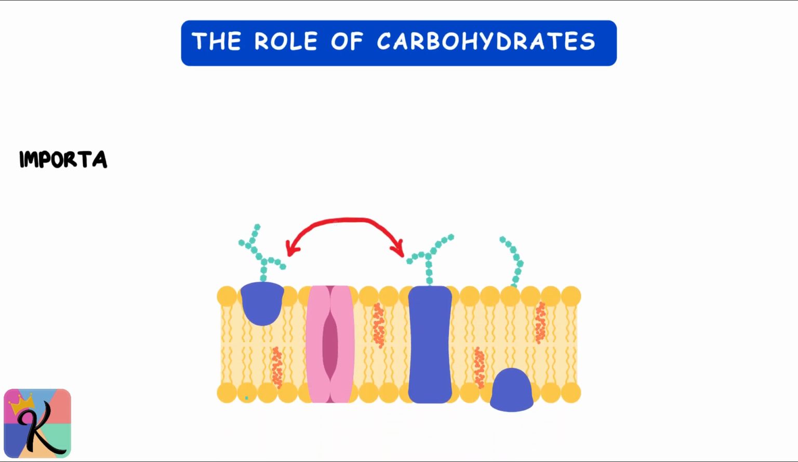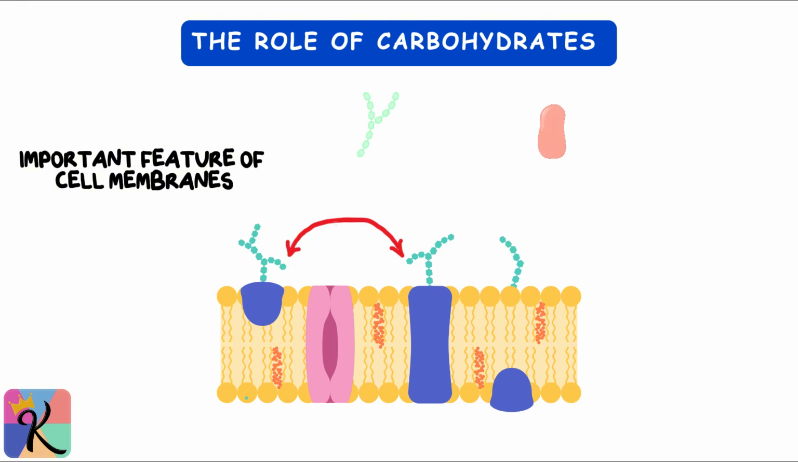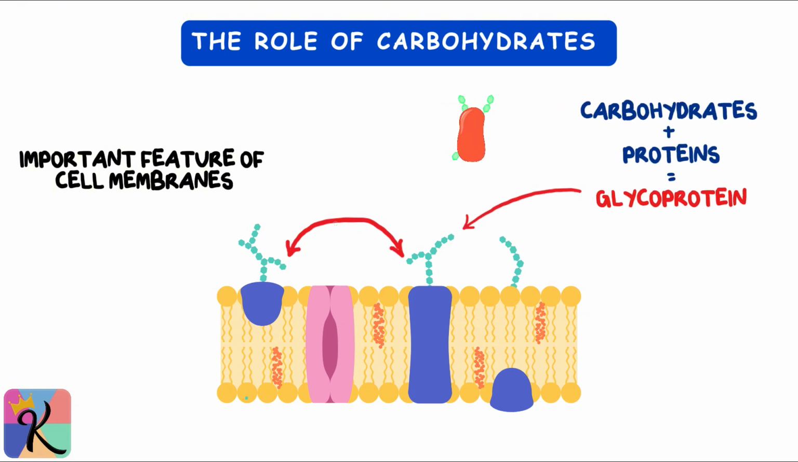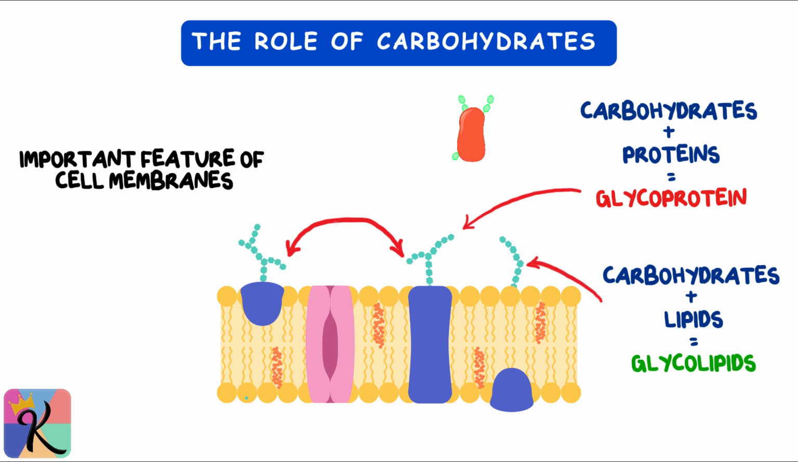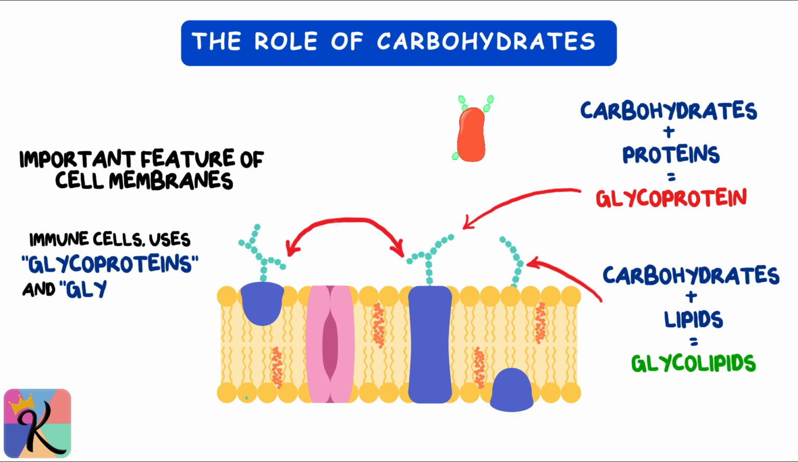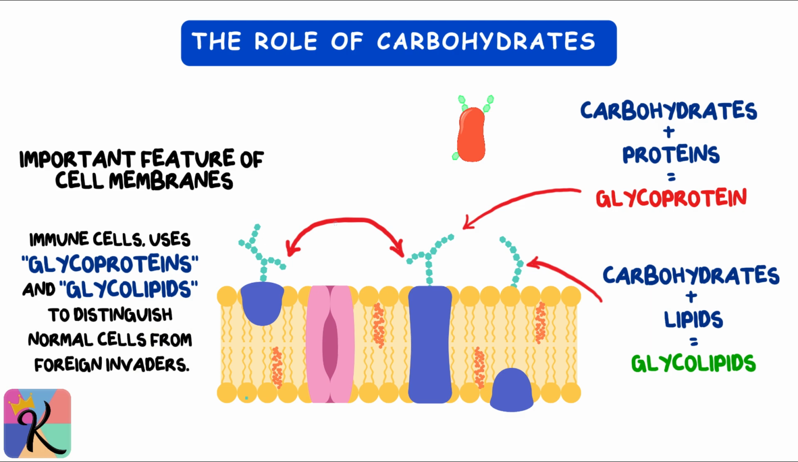Carbohydrates are another important feature of cell membranes. They often attach to proteins, forming glycoproteins, or to lipids, forming glycolipids. These structures act like identification cards, helping cells recognize each other. Immune cells, for instance, use glycoproteins and glycolipids to distinguish normal cells from foreign invaders, ensuring the body's defense system operates correctly.